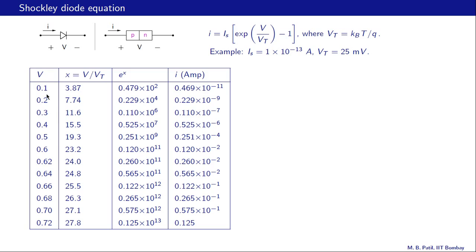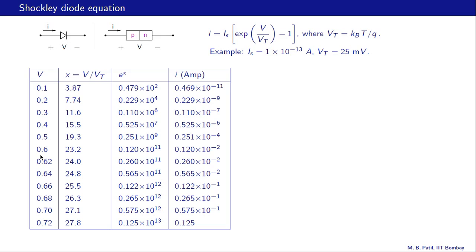What happens when we increase V to 0.2? The current becomes 0.2 × 10^-9. With 0.3 volts, it's 0.1 × 10^-7, and so on. So up to about 0.5, the current is very small. At 0.5 volts, it is something like 25 microamperes, and we can consider that to be 0.